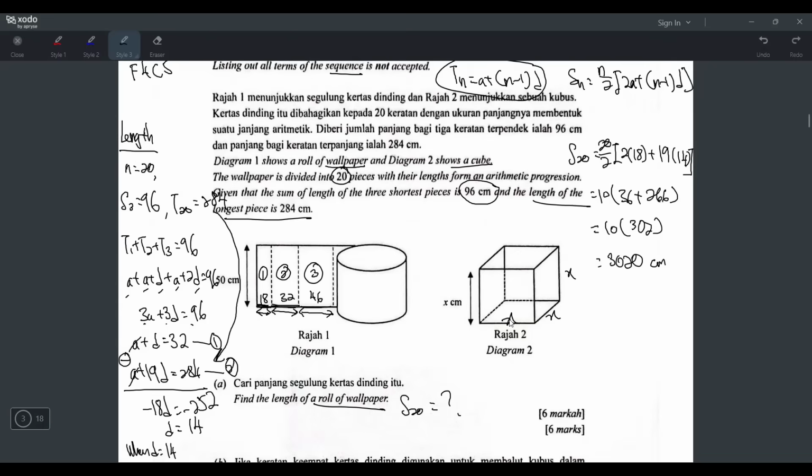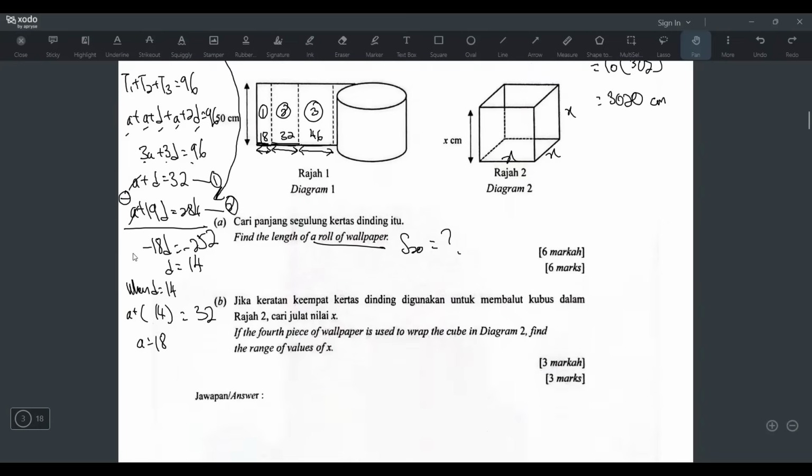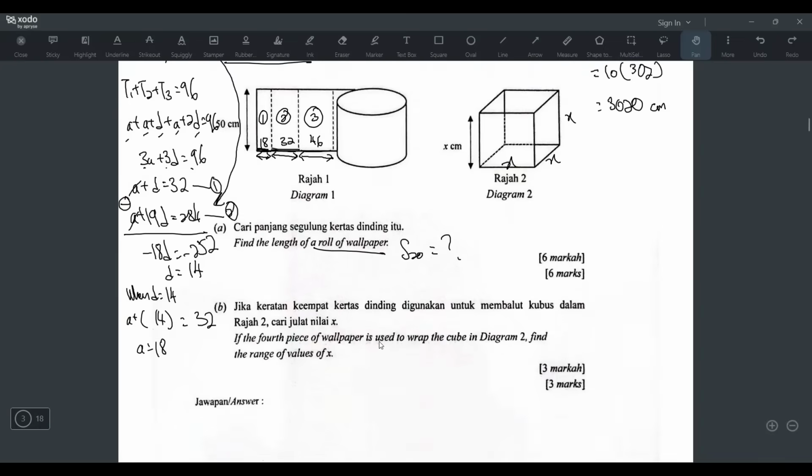Now it's time to do B. So let me scroll down. B says, if the fourth piece of wallpaper is used to wrap the cube in diagram 2, find the range of values of x. Okay, what's the meaning of fourth piece? It means this one, the right after the third one, the fourth piece, right?